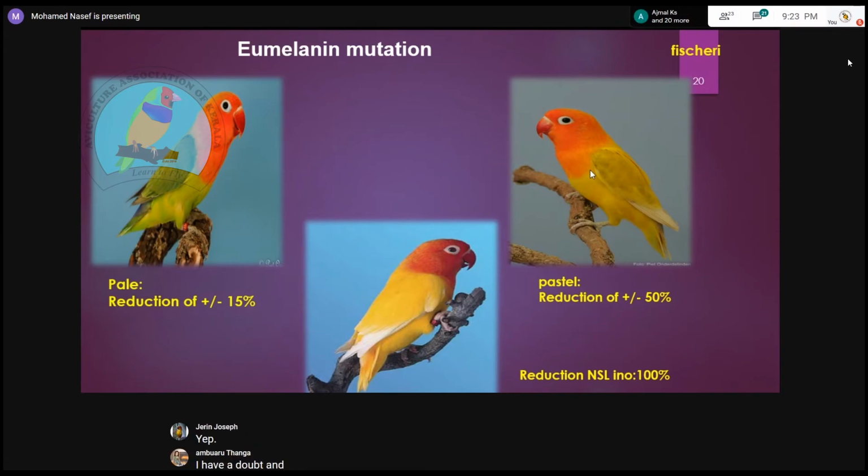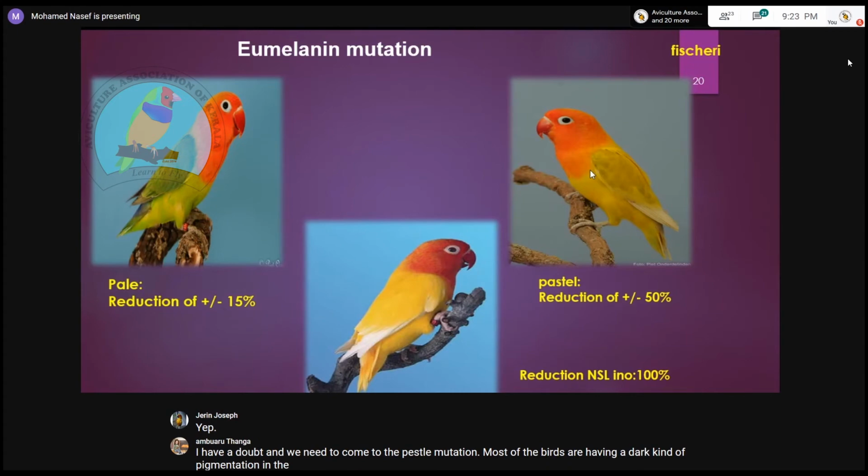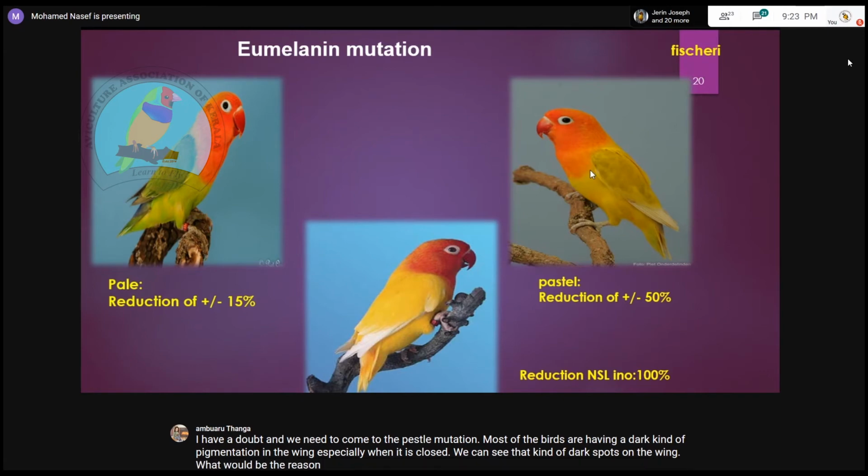Prashant: Sir, I have a doubt. When it comes to the pastel mutation, most of the pastel birds have dark pigmentation in the wing, especially when it is closed. We can see that kind of dark spots on the wing. What would be the reason behind that?